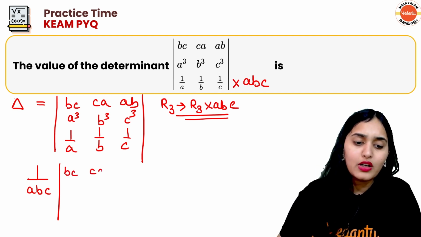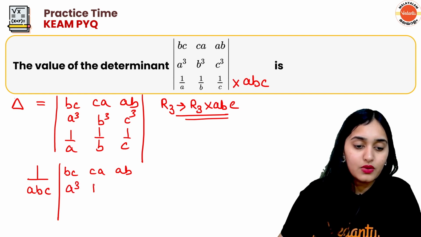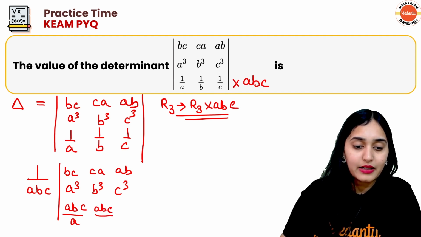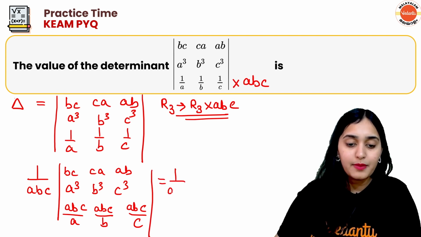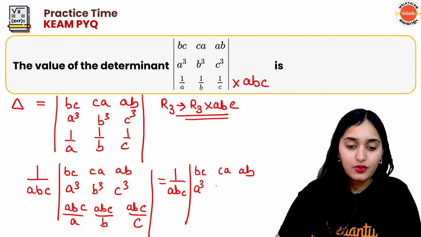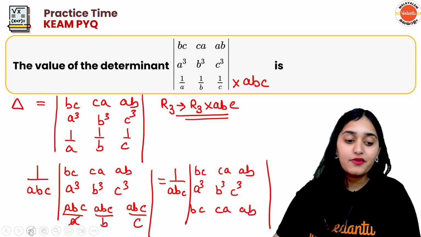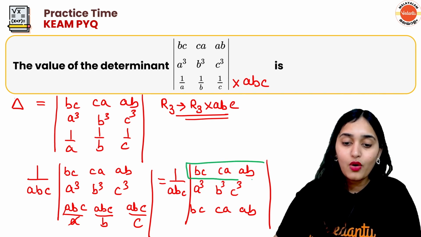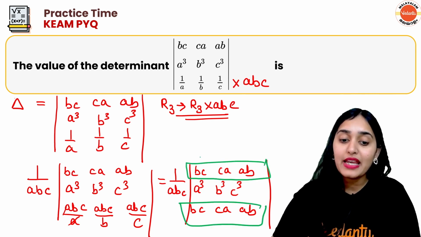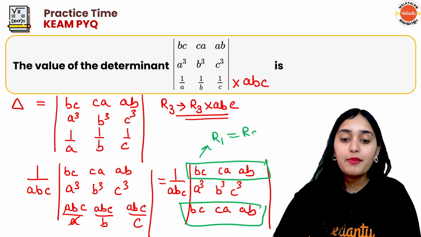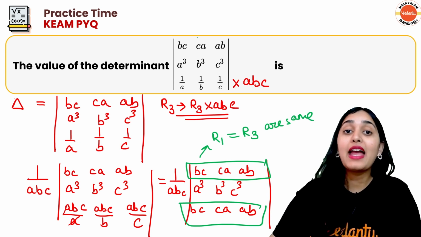So, what will happen? Row number 1, same to same. Row number 2, same to same. Row number 3 will become ABC divided by A, ABC divided by B, ABC divided by C. Now, what will this be? 1 upon ABC into BC, CA, AB, A cube, B cube, C cube. This will be AA cancel, BC, CA, AB. Now, you observe. What do we observe here? This row and this row are same to same. So, row number 1 and row number 3 are same, and I have told you property.